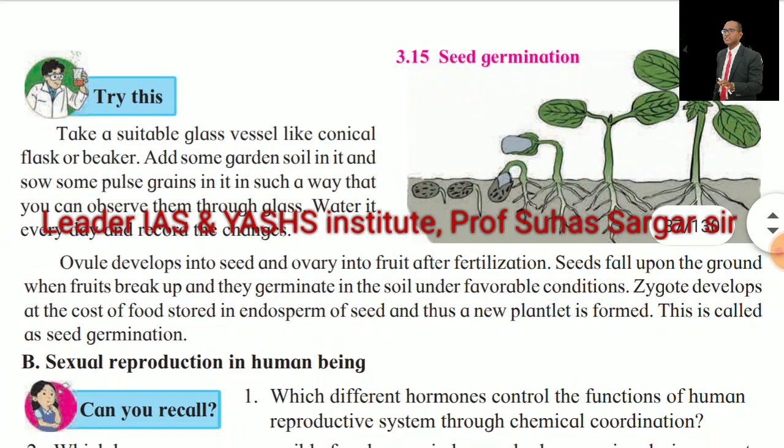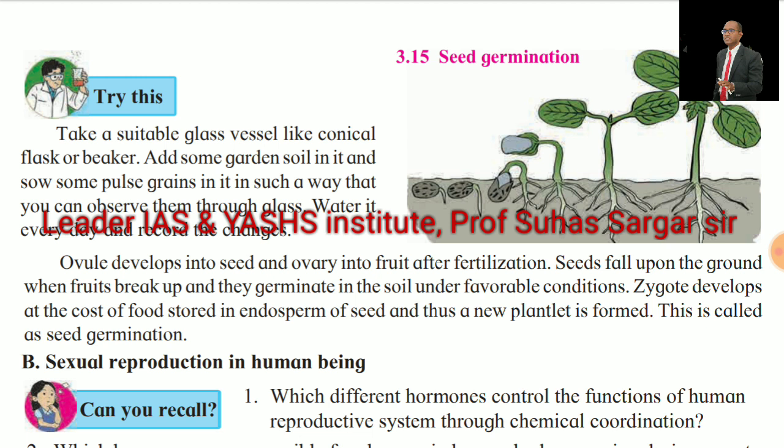See the picture of seed germination. Take a suitable glass vessel like a conical flask or beaker. Add some garden soil in it and sow some pulse grains in such a way that you can observe them through the glass. Water it every day and record the changes.